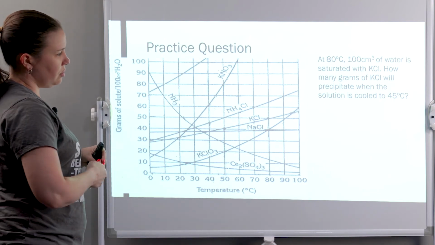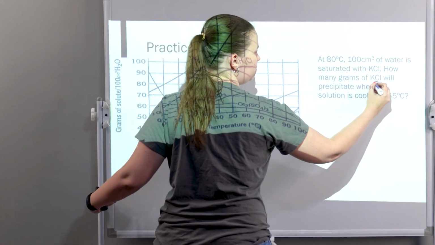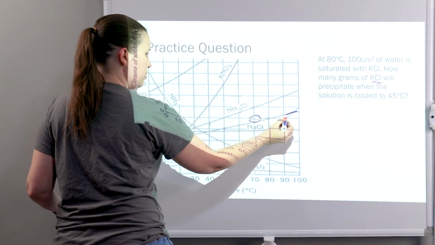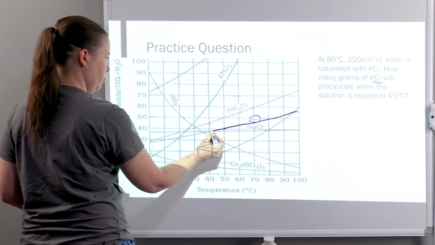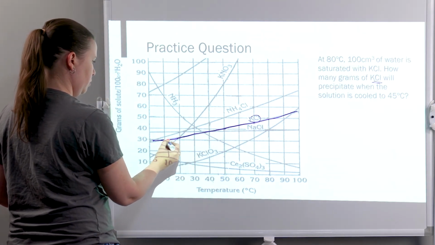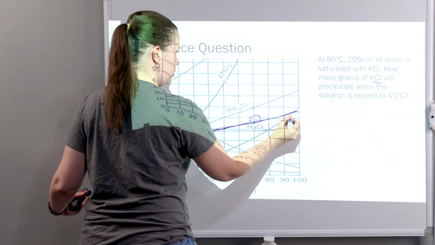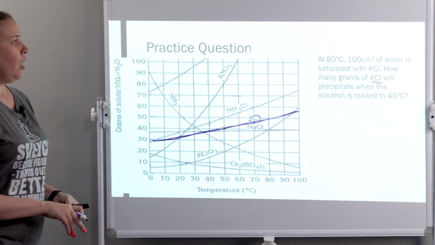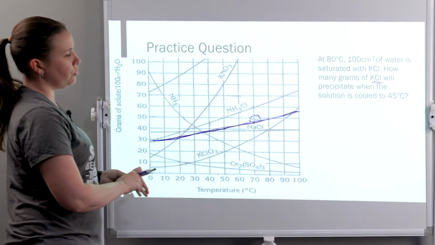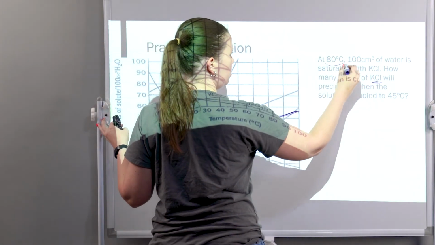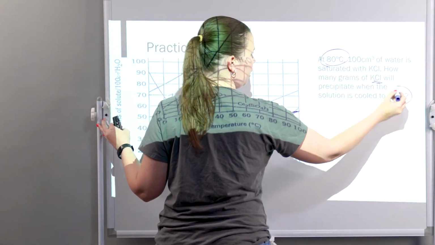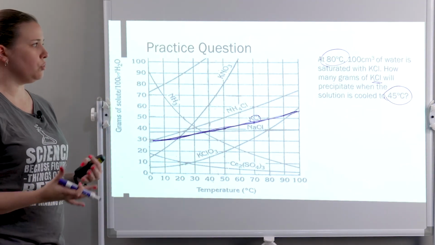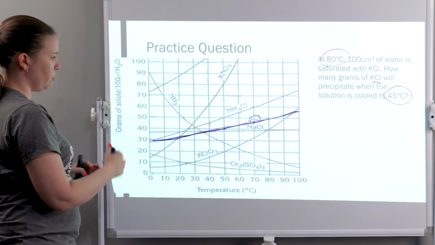So first of all, what's our substance? KCl. So KCl is right here, meaning this is the line that I'm interested in. Only interested in that line, and for this question I can ignore all the other lines. I want to know what the solubility is for two different temperatures for this question, at 80 degrees and at 45 degrees. So let's go ahead and practice our line reading skills in order to get those amounts of solute.